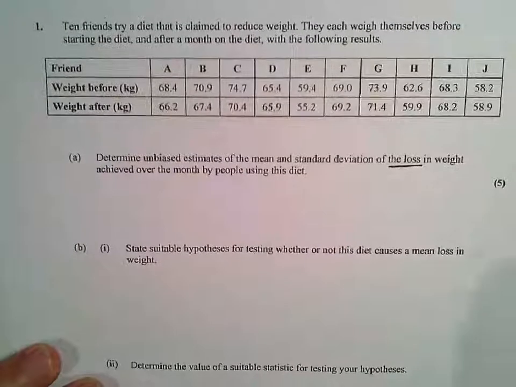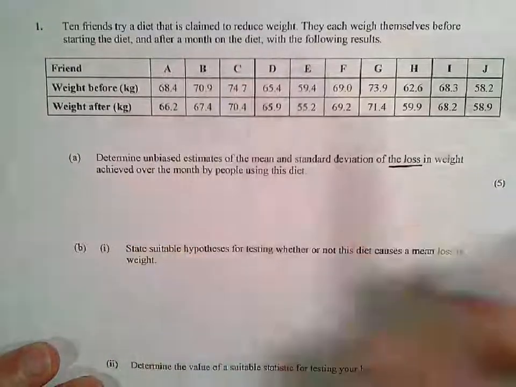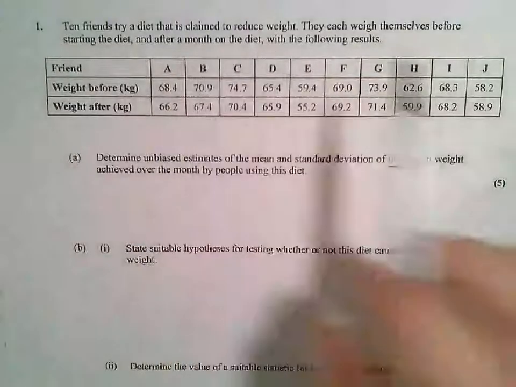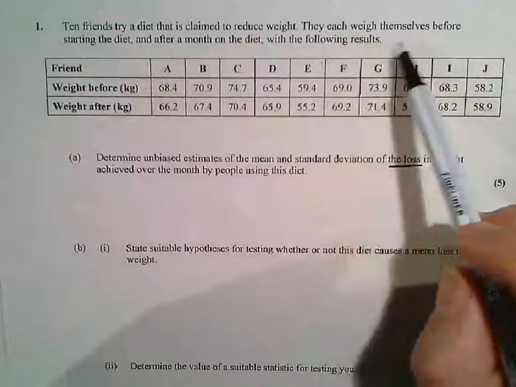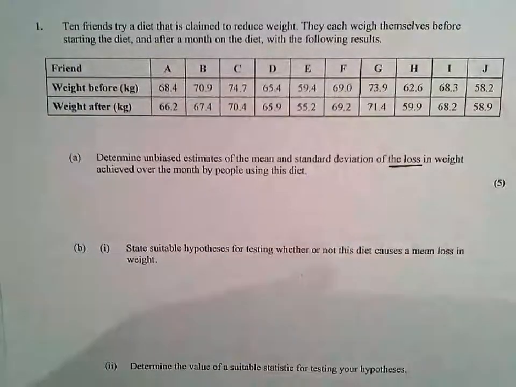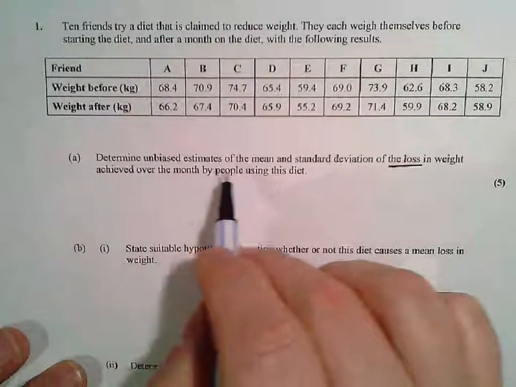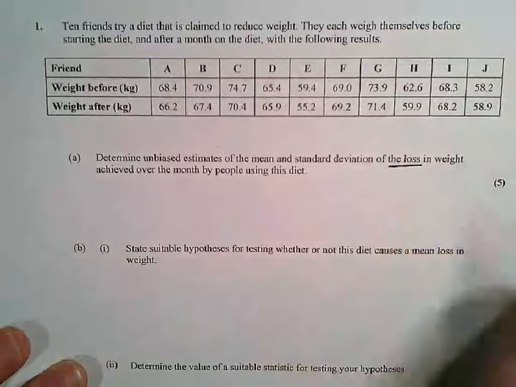Alright, everybody, question number 1. 10 friends try a diet that is claimed to reduce weight. They each weigh themselves before starting the diet and after a month on the diet, with the following results. Okay, A. Determine the unbiased mean and standard deviation of the weight lost.